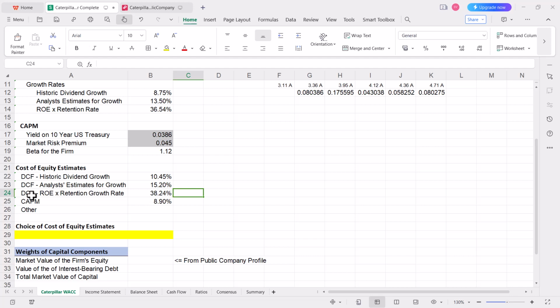So this is the point where we have all these estimates and we have to make a decision. Do we want to use one of these estimates, or I've got an option down here for other. We might have a different number in mind when we think about the company. So this is where you need to think a little bit about what you're using the weighted average cost of capital for and this cost of equity for, and what it is. So the cost of equity is the required rate of return that the stockholders have for this company.